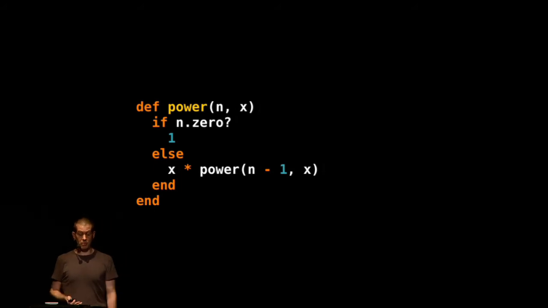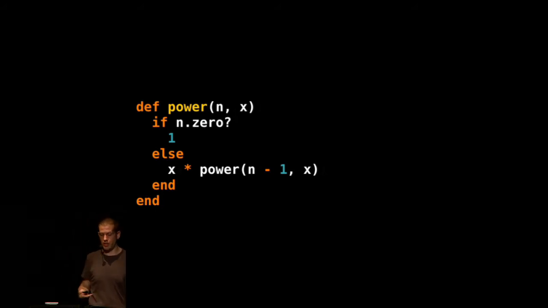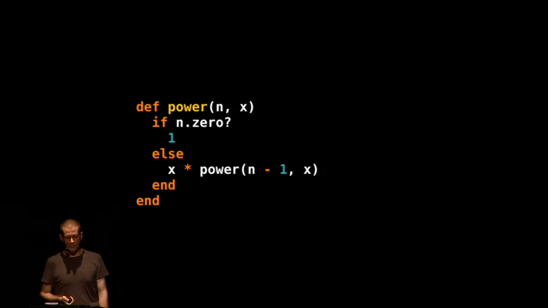So just for demonstration purposes, imagine that we've got a method called power. This method raises x to the power of n, and it just does it by recursively calling itself. If you're raising a number to the power of 0, it will just return 1. Otherwise, it'll multiply that number by the result of raising it to the power of n minus 1. So this will call itself several times and then eventually return the right answer.